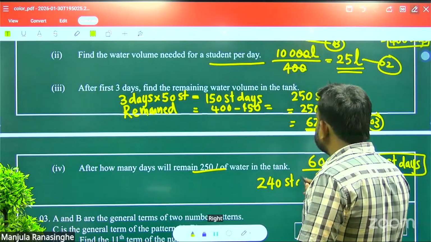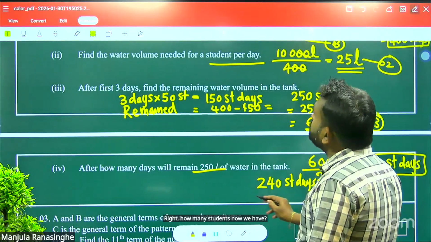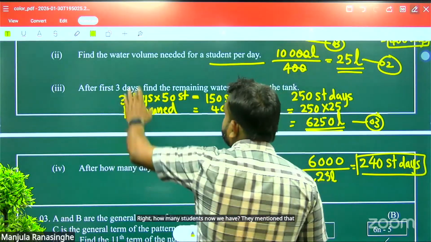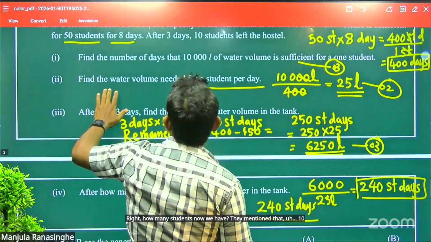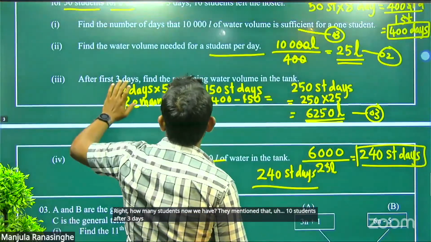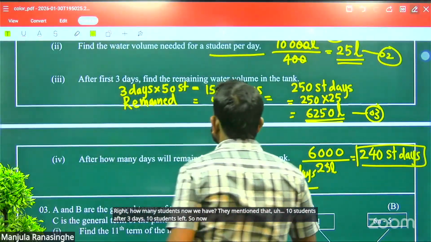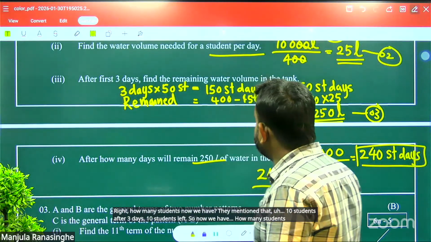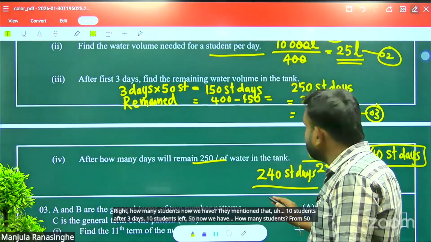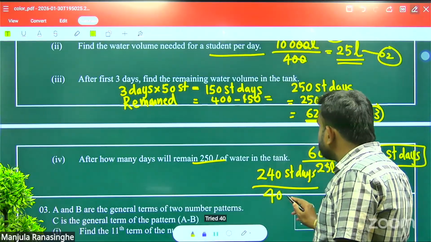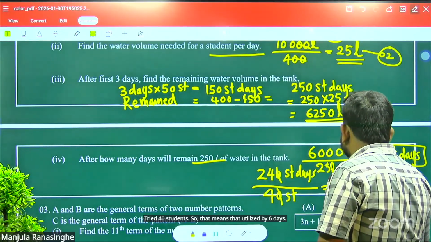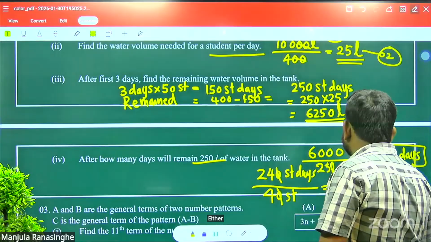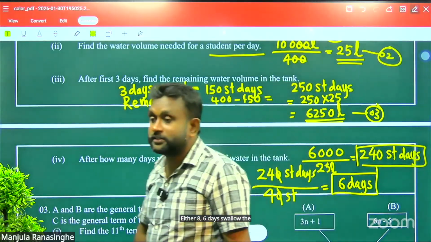How many students do we have now? They mentioned that 10 students left after 3 days. So now how many students do we have? From 50, 10 left means 40 students. So that means it is utilized in 6 days. So that is utilized in 6 days.